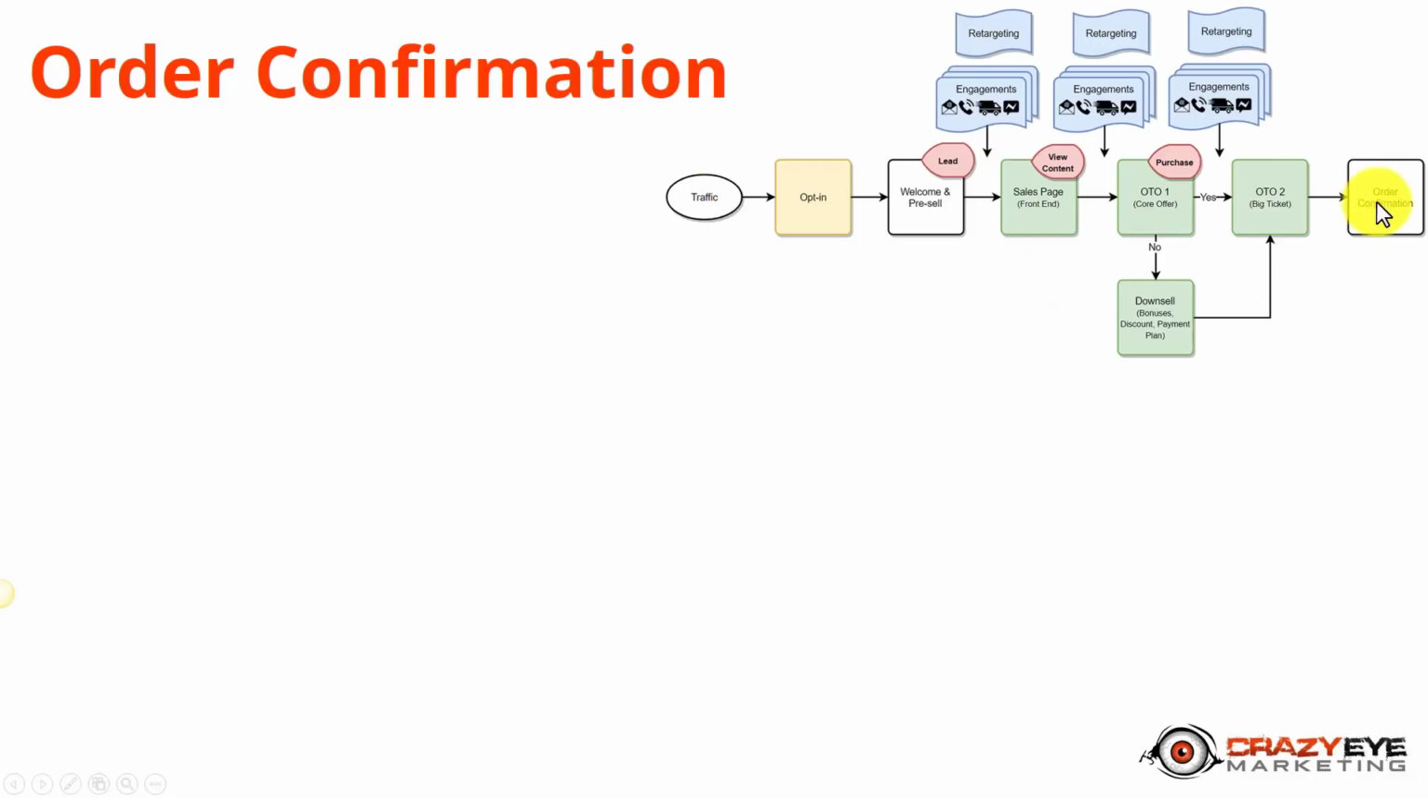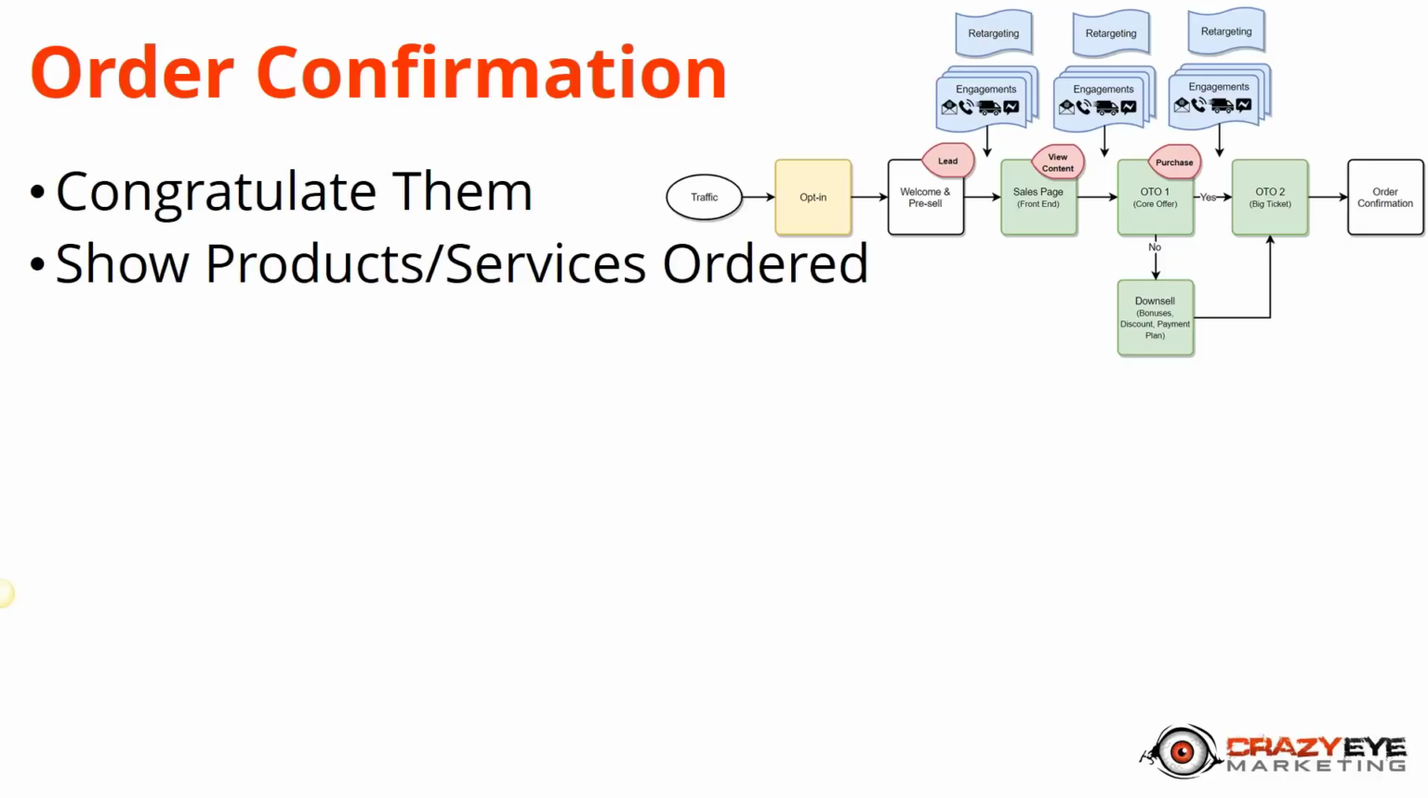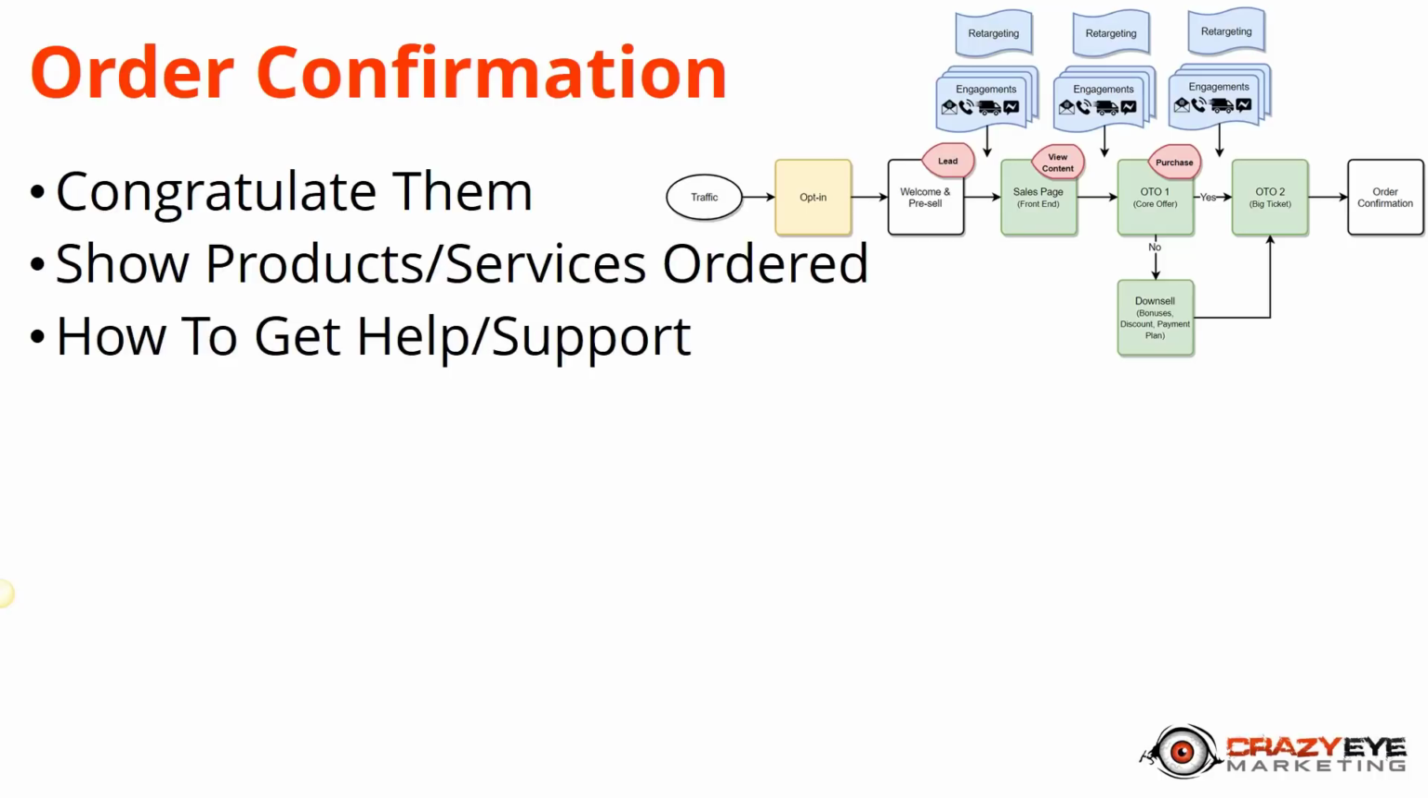Alright, so finally they wind up on your order confirmation page, and on this page you want to congratulate them for placing their order. You want to go ahead and show them the products and or services that they ordered, and if possible you want to provide links to those products and services so that way they can go ahead and access them right away. You also want to tell people how they can get help or support if they have any sort of issues or questions, or maybe they realize that they entered their address incorrectly and they need to update it, so you want to give them a way to get in touch with you.